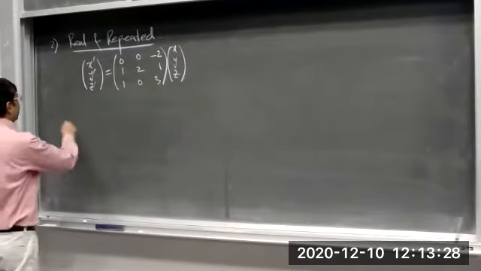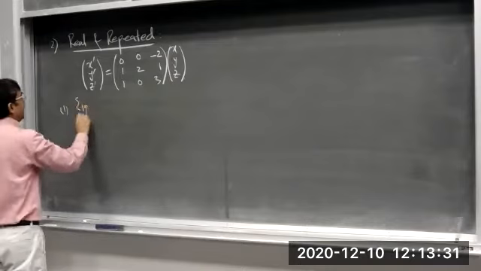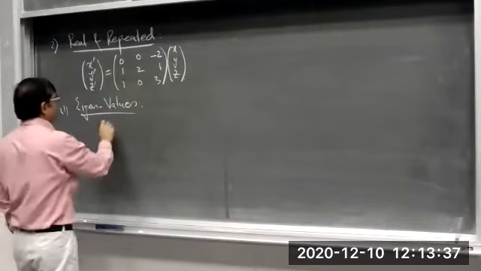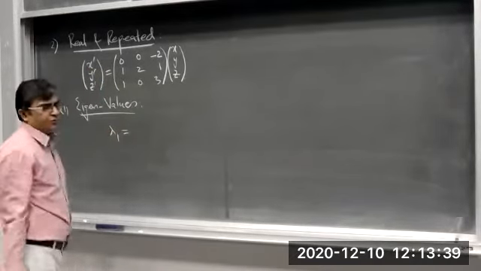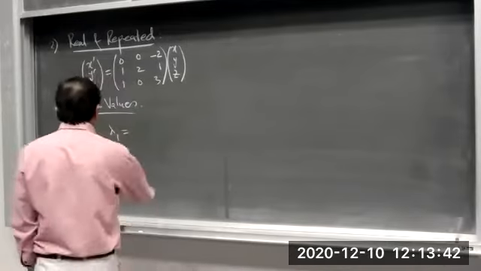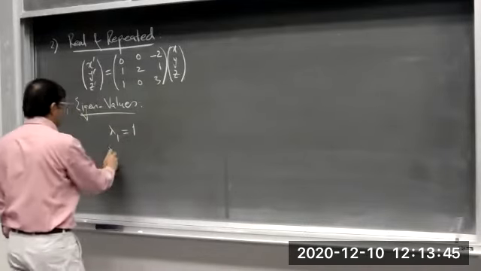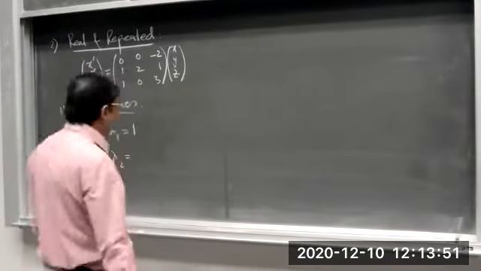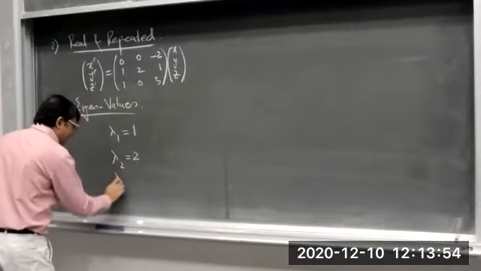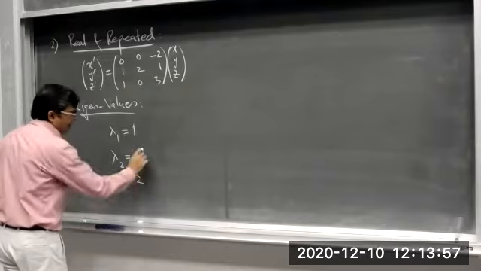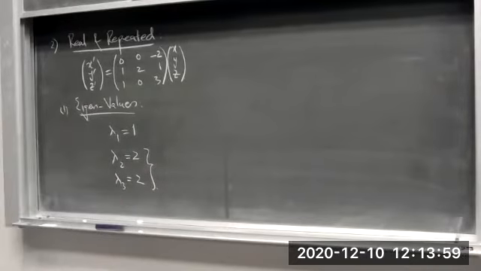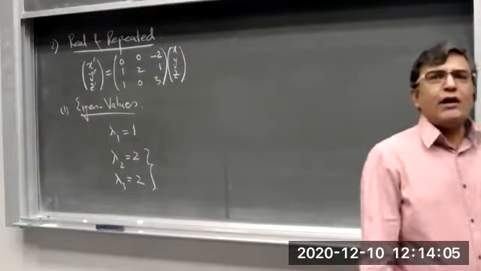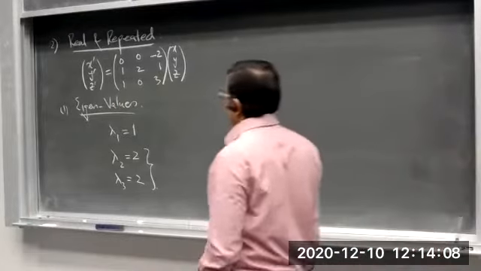First, we have to find the eigenvalues. After finding the eigenvalues of this matrix, you would see that we obtain lambda 1 is equal to 1, lambda 2 is equal to 2, and lambda 3 is again 2. So this eigenvalue is repeated. It appears 2 times, the same root. Now one root is distinct and the other 2 roots are identical.